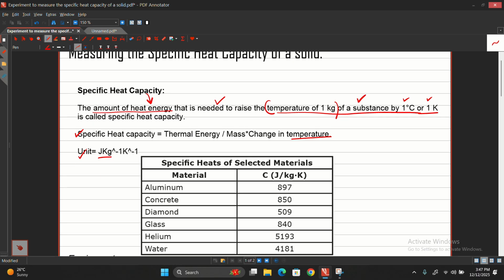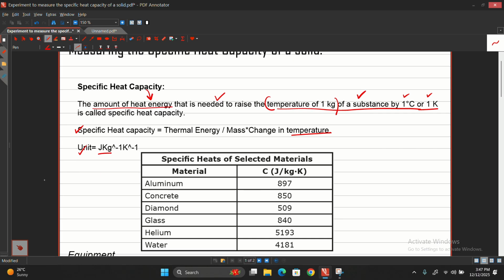So here I have listed the specific heat capacity of a few materials. For example, aluminium has a specific heat capacity of 897 joules per kg per Kelvin. Now, what does 897 joules per kg per Kelvin mean? 897 joules is the amount of thermal energy needed to raise the temperature of 1 kg of aluminium by 1 degree Celsius or 1 Kelvin. The specific heat capacity of concrete is 850. 850 is the amount of thermal energy needed to raise the temperature of 1 kilogram of concrete by 1 degree Celsius or 1 Kelvin.